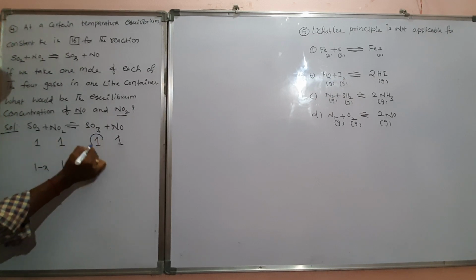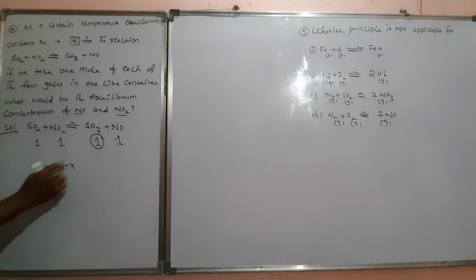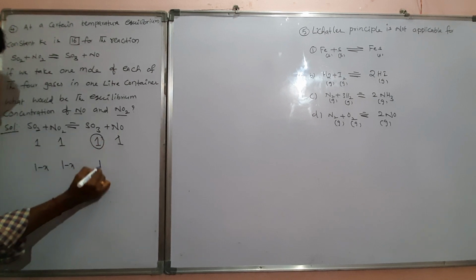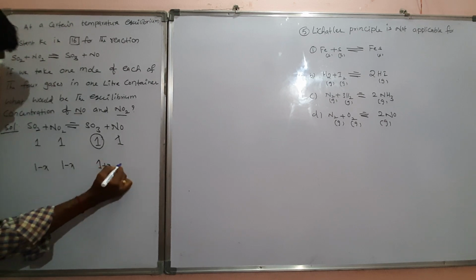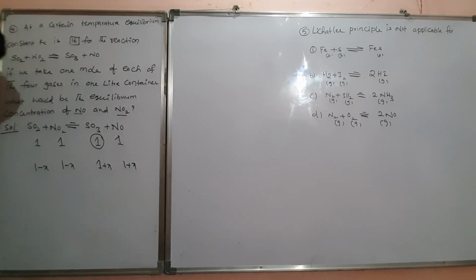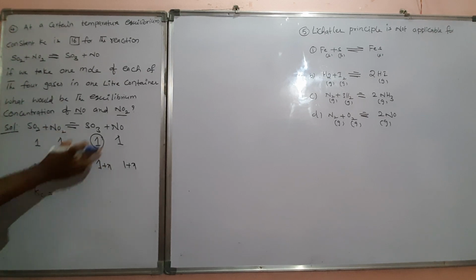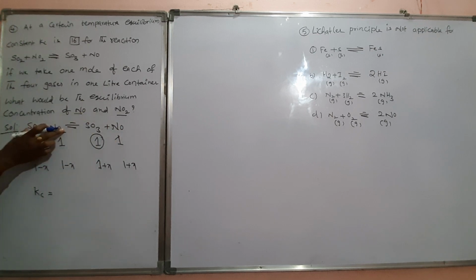Already here, 1 mole is there. For the additional, whatever moles form product, that is x for this one. So 1 plus x for this one, and this one also 1 plus x. So now you take the equilibrium constant of this one, Kc is equal to... equilibrium constant is nothing but concentration of product by concentration of reactant.